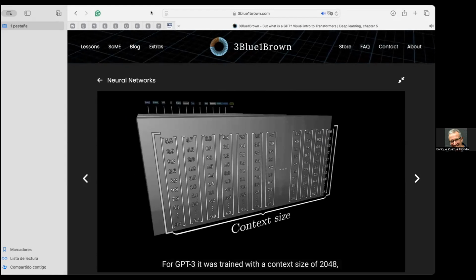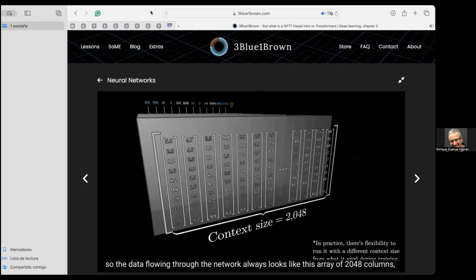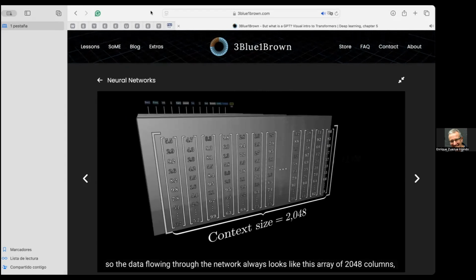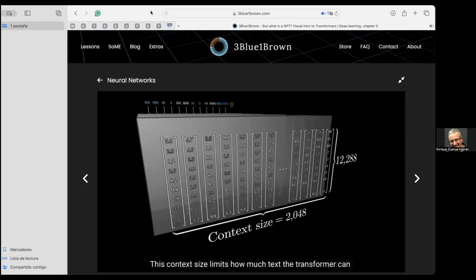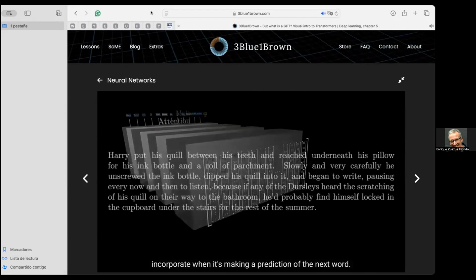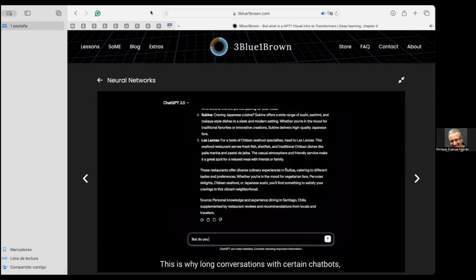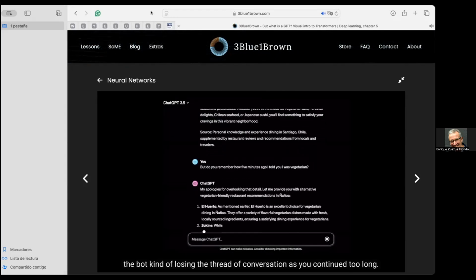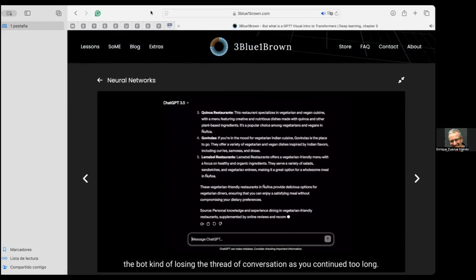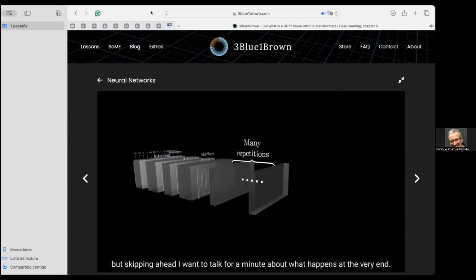For GPT-3, it was trained with a context size of 2048, so the data flowing through the network always looks like this array of 2048 columns, each of which has 12,000 dimensions. This context size limits how much text the transformer can incorporate when it's making a prediction of the next word. This is why long conversations with certain chatbots, like the early versions of ChatGPT, often gave the feeling of the bot kind of losing the thread of conversation as you continued too long. We'll go into the details of attention in due time, but skipping ahead, I want to talk for a minute about what happens at the very end.